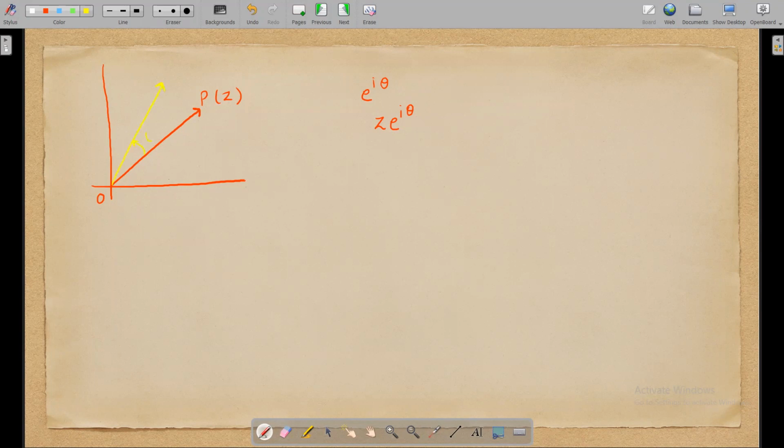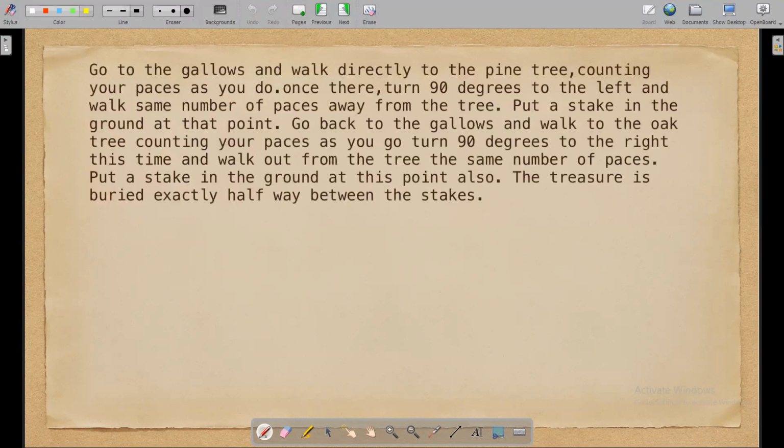So this concept of rotation, I'm going to use today in this video to solve the very classic Gamow's puzzle. Let's see what that is and use this elegant method to identify where the treasure is hidden. So let's start with the question. What exactly does the question say, let us see.